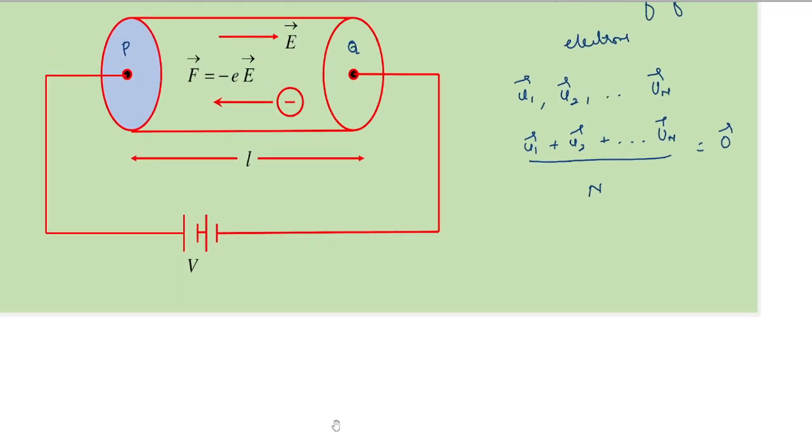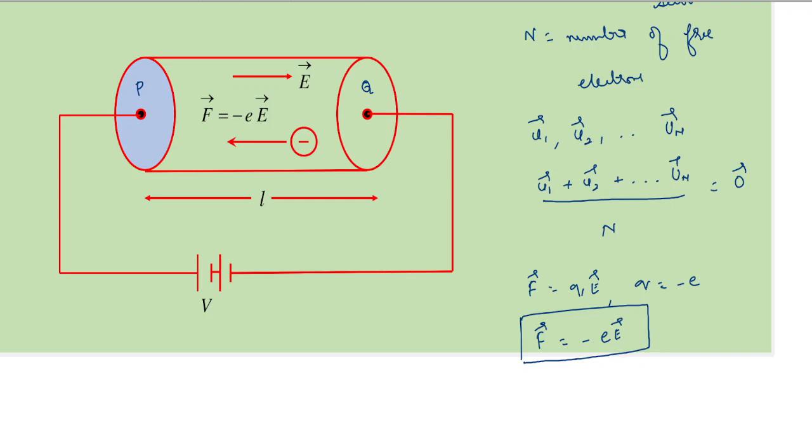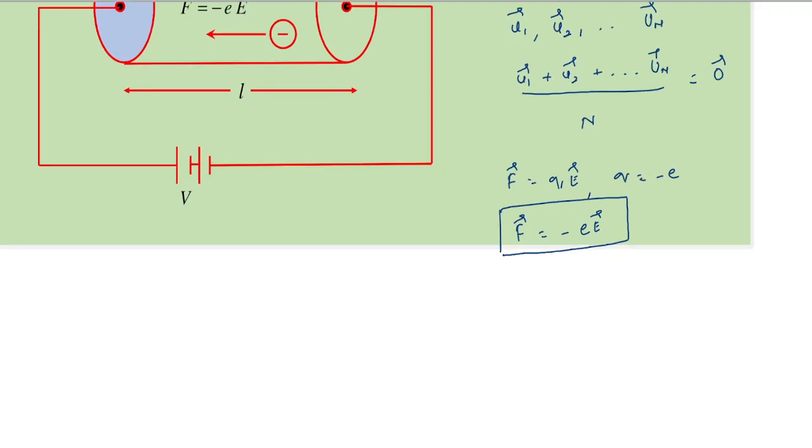Now, in the presence of an applied electric field, electrons will start to move. The force on any electron is, by definition, Q into E, and since Q is minus e, the charge of the electron, the force on any electron is equal to minus e into capital E. The minus sign indicates that the electron moves opposite to the applied field, as shown here.